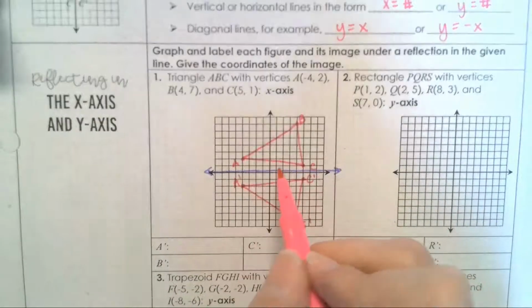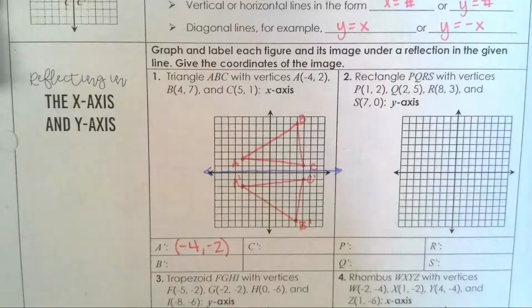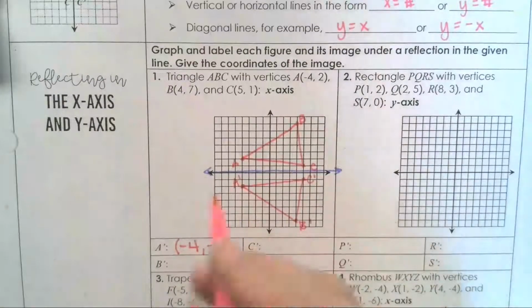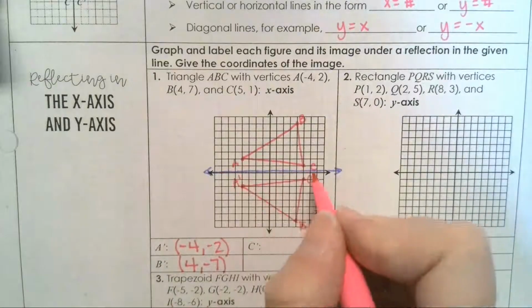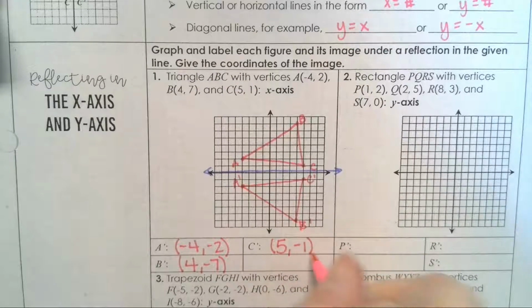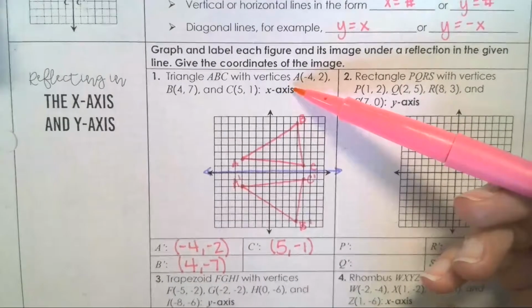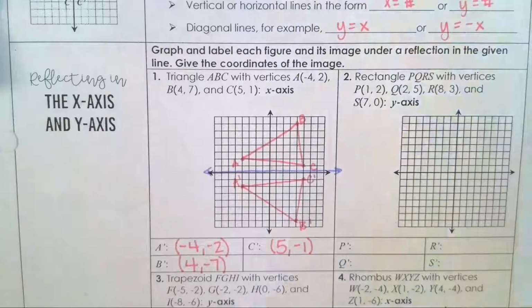A started at -4, 2. It is now at -4, -2. B was at 4, 7. Now it's at 4, -7. And then C was at 5, 1. So C prime is at 5, -1. So you can see that when we reflected over the x-axis, the y values changed, but the x values stayed the same.